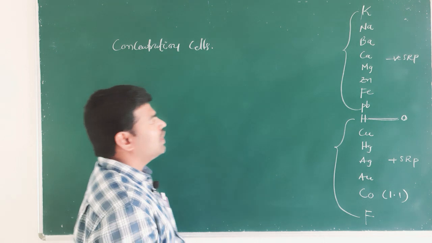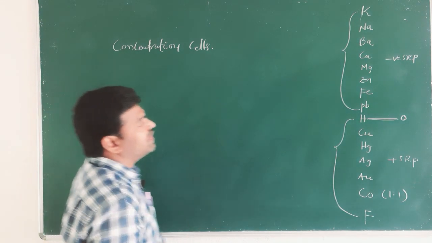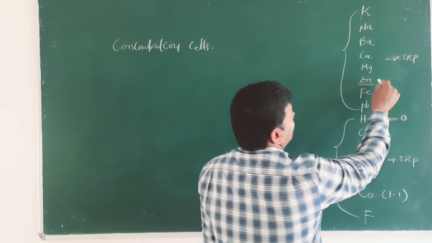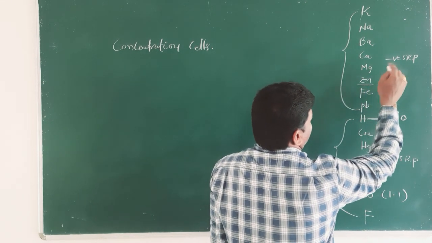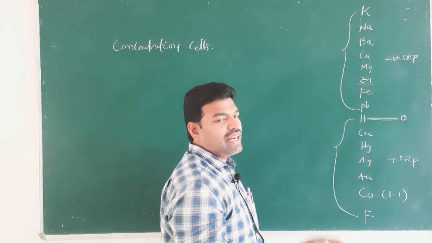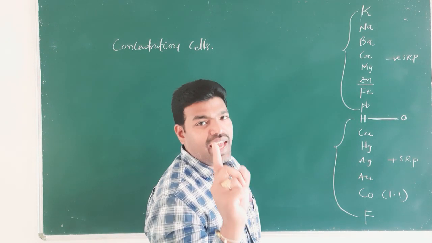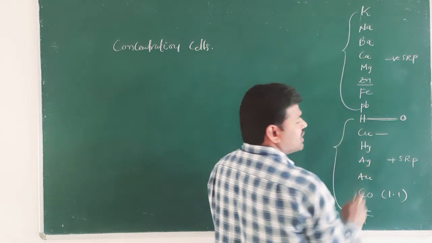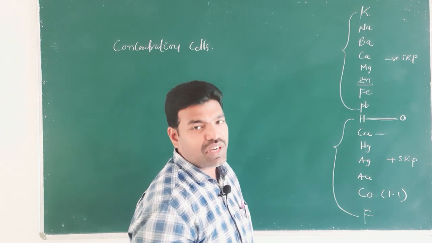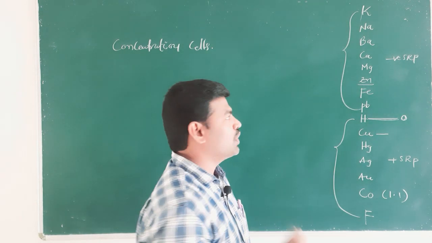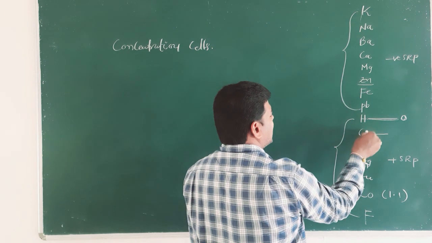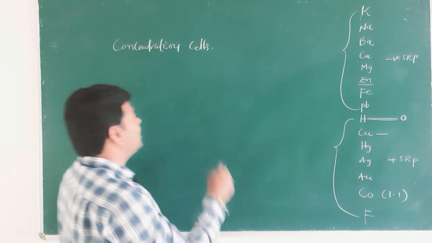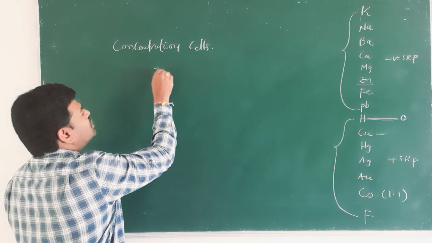For example, if you take a zinc electrode, zinc has a negative SRP, so the electrode with the negative standard reduction potential acts as the anode. And copper has a positive standard reduction potential, so it can act as the cathode. So, with the help of zinc and copper, we can construct a cell, that is the Daniell cell.